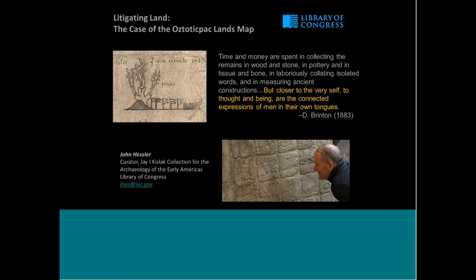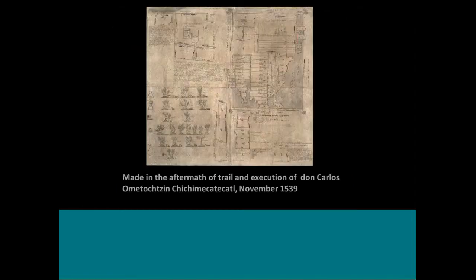So the Oztoticpac Lands Map was made really in the aftermath of a trial and execution of a local chieftain called Chichimecatecotl, and his name is Don Carlos, so he's given the Spanish noble Don, baptized, and he was executed in November of 1539. The reasons for that execution are talked about a little bit on the map, and we'll talk about that in just a bit.